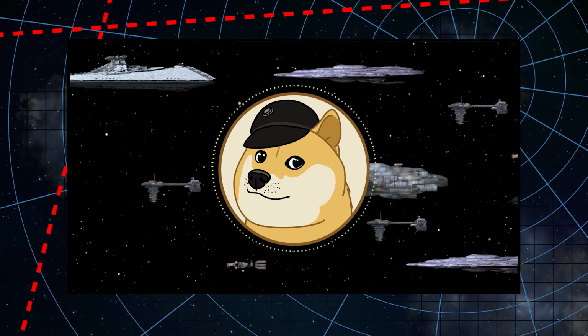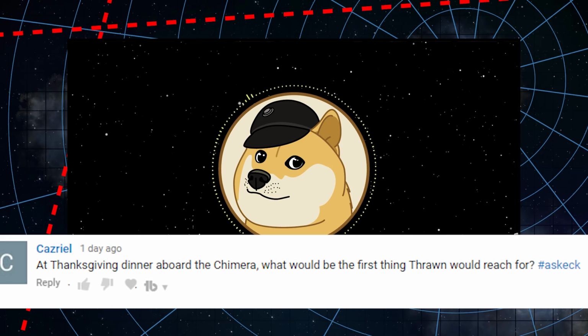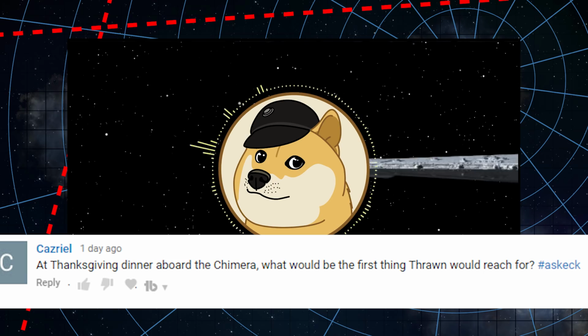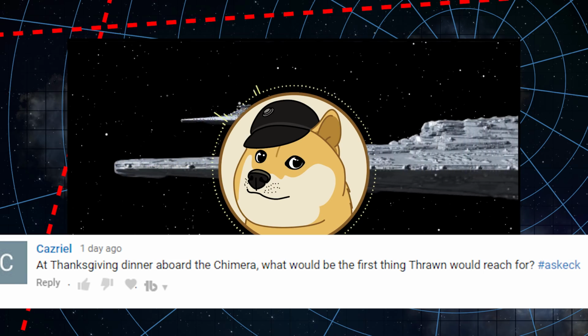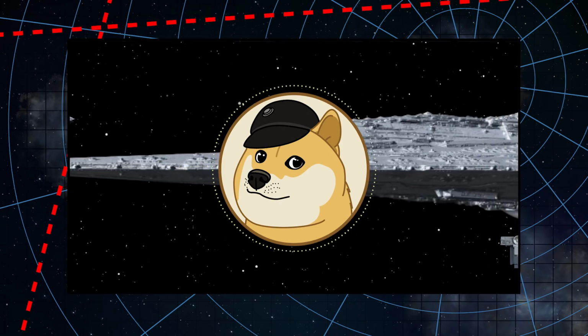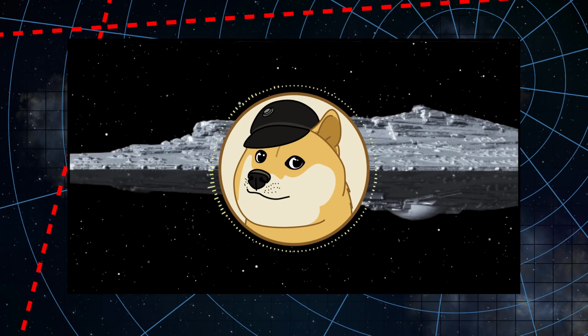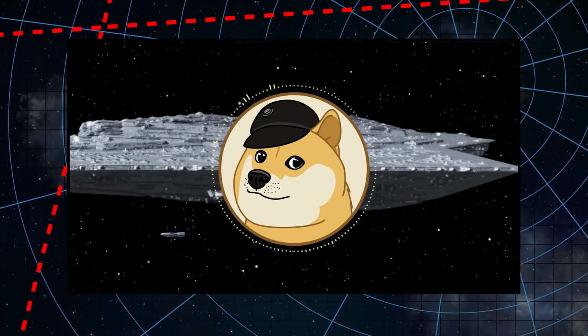Today's question of the day comes from Kazriel, who asks, at Thanksgiving dinner, what's the first thing Thrawn would reach for? Well, I don't think Thrawn would reach for anything. Instead, he'd prefer to let someone else make his plate for him. That way, he could evaluate the design and artistic features of how the food's laid out and learn a lot about whoever was serving him.